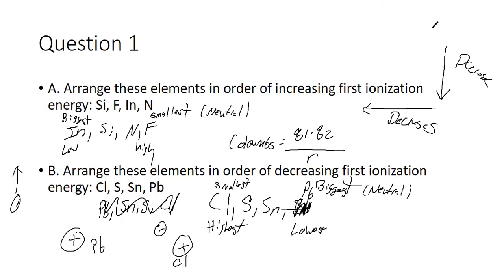Is N smaller than F? No, N is not smaller than F if you're talking about a neutral element. F is smaller than N. And we're talking about neutral elements here. If we were talking about non-neutral elements, then things would be different. But here we're just talking about neutral elements. Any other questions about this?